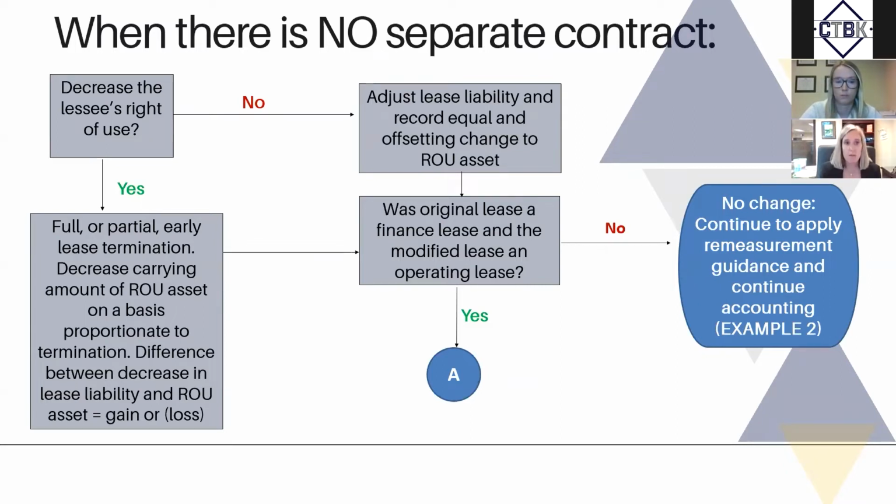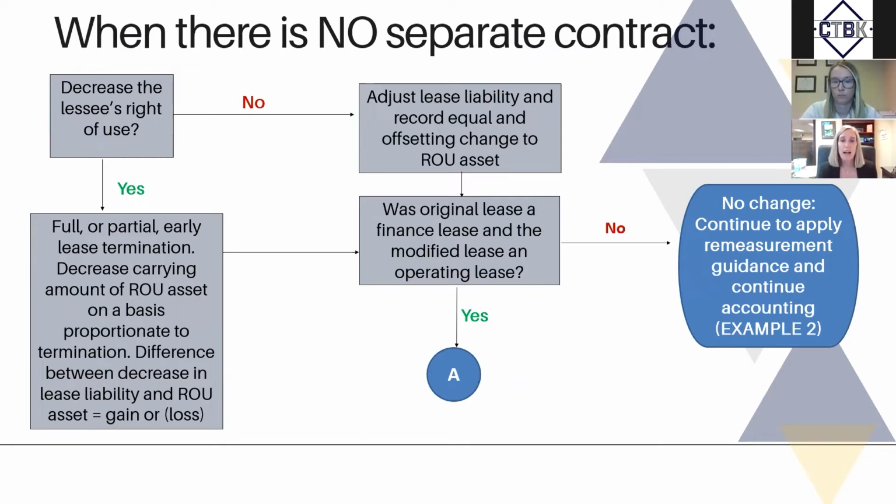So moving down in the box, yes, there may be a full or partial early lease termination, or you may have to decrease the amount of the right of use asset. In the case of no, you would adjust the lease liability and record the offsetting change to the right of use asset. So in both those cases, we're going to come to that middle box. So that just kind of describes what the accounting is going to look like.